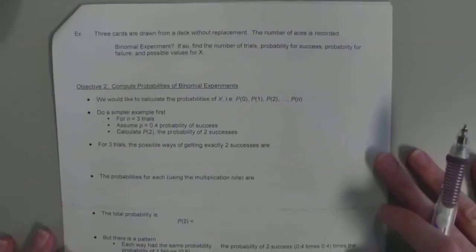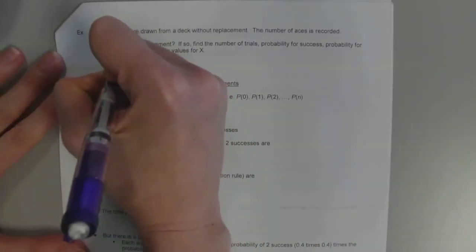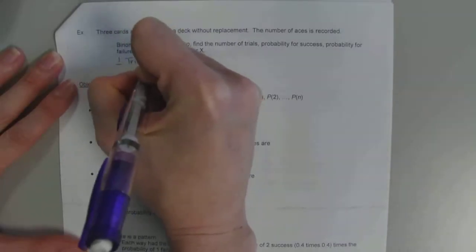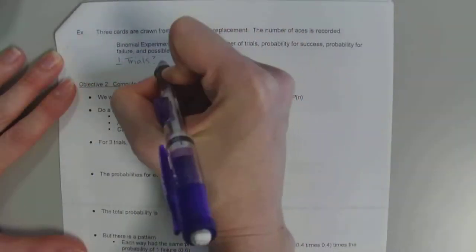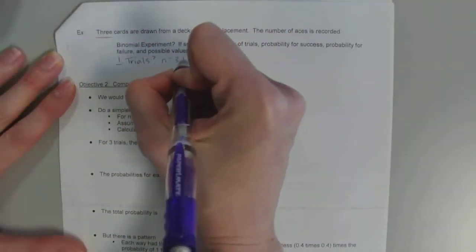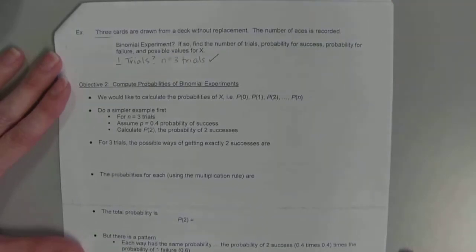So let's look at the top of page 5. I don't give you a whole lot of room. I wonder why. Let's see here what's going on with this one. It says, 3 cards are drawn from a deck without replacement. The number of aces is recorded. So number 1, do we know the number of trials? How many times are we doing this? 3. So N equals 3 trials. So number 1 is met.